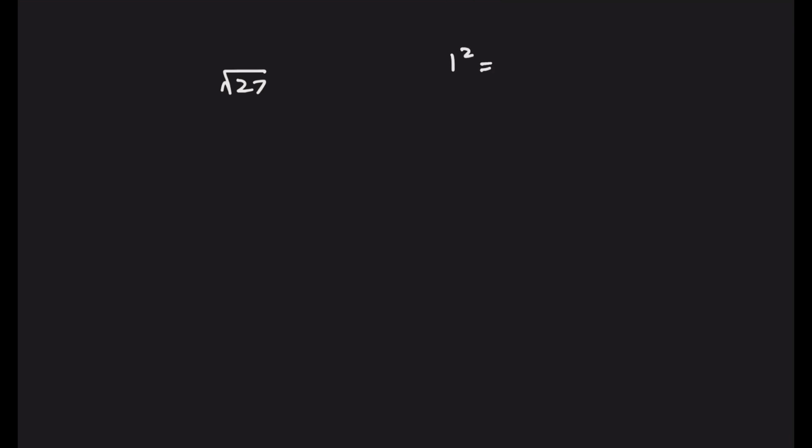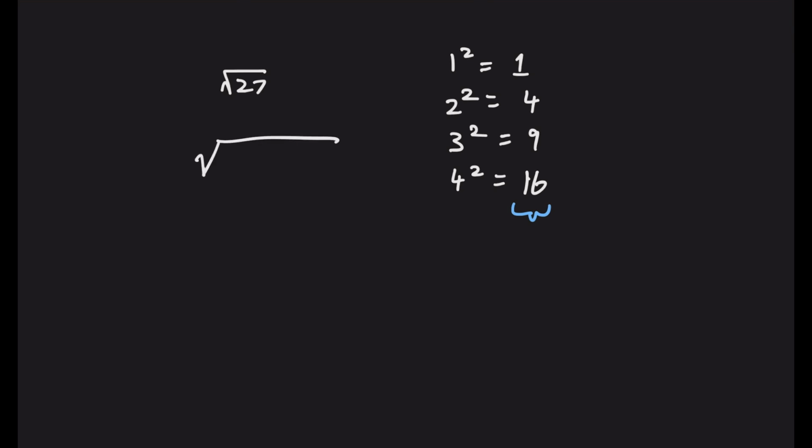You have 1 squared, 2 squared, 3 squared, 4 squared. I'm just going to write a few of them down: 1, 4, 9, 16. These are your perfect squares. I'm going to break this into two numbers, A and B. Can I use any of these perfect square values to break 27 down? And the answer is yes.